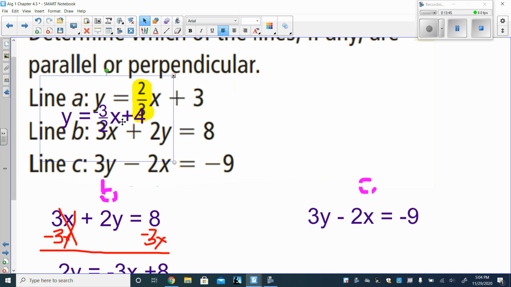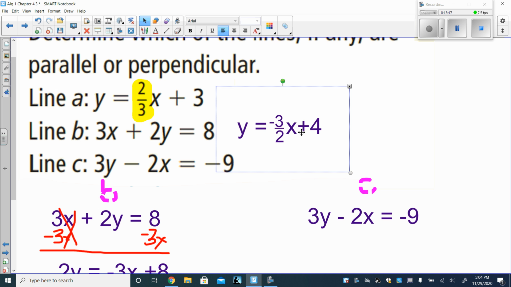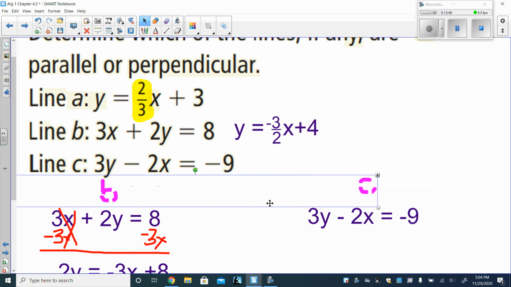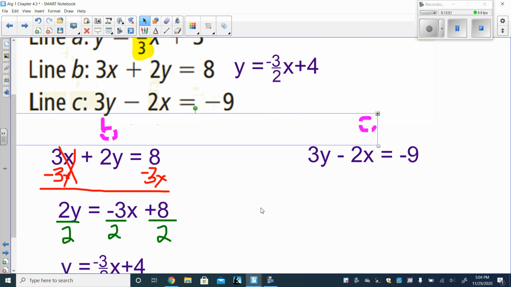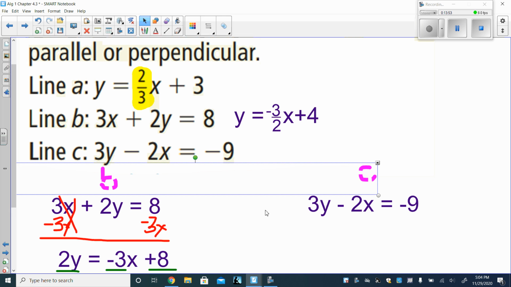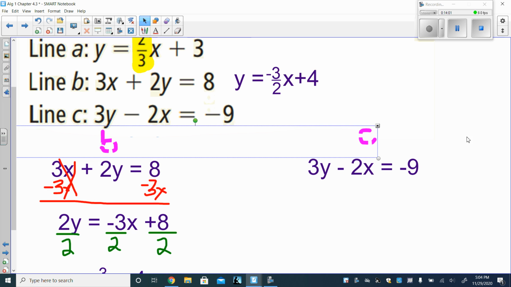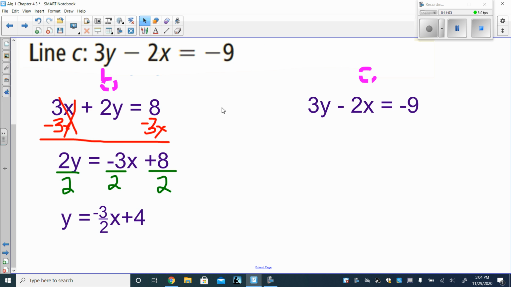I'll move it up here so it's right next to line B. So that's it in slope-intercept form. And that's the first thing we need to do. We need to get all these written in slope-intercept form so it's easier to look at the slope so we can see what we have. So that was line B. Now we're going to do the same thing for line C. We're going to get y by itself.